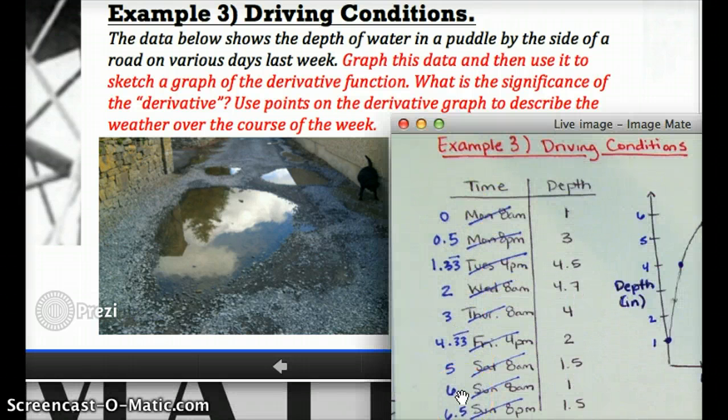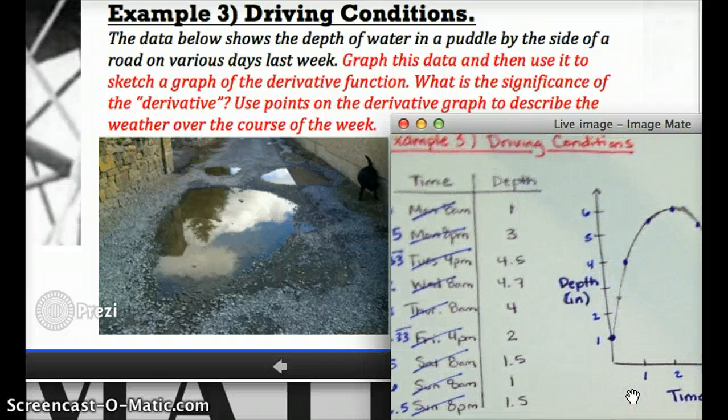Here are the values that I got. Notice that I've got some funky decimals here. Tuesday at 4 p.m. is 8 hours after Tuesday at 8 a.m. Well, Tuesday at 8 a.m. would be exactly 1 day later. And then 8 hours after that would be a third of a day. That's where the 0.33 came from. Go ahead and graph this data. Adjust your values if you converted any of the decimals incorrectly.